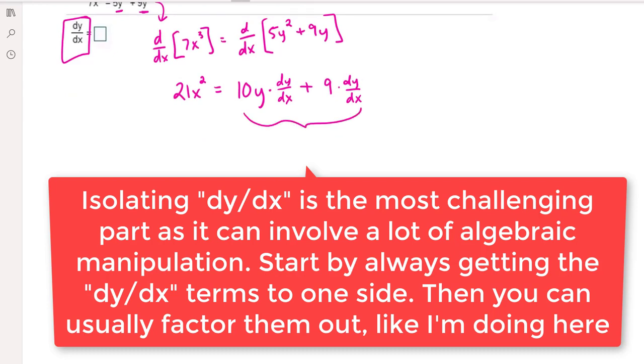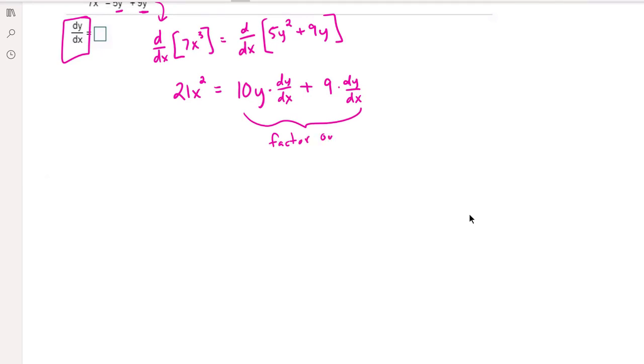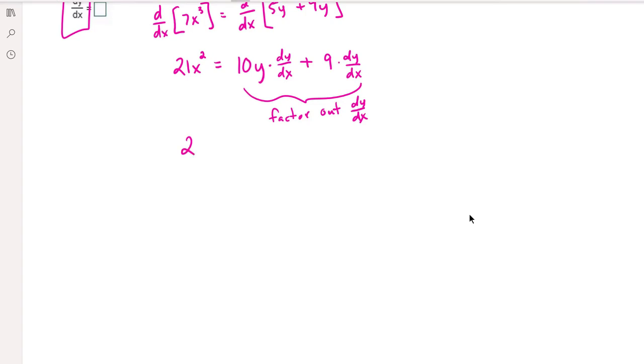So this is what I'm going to do now on this right side. I'm going to factor out dy dx, so just treat it like a normal variable basically when you do these problems. So dy dx, I'm going to factor that out. And then here's what we got.